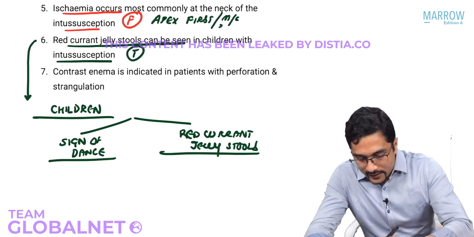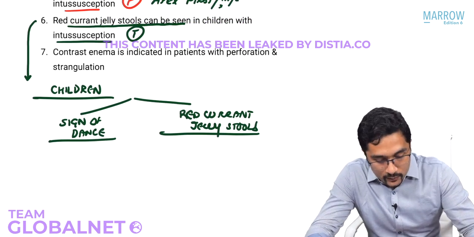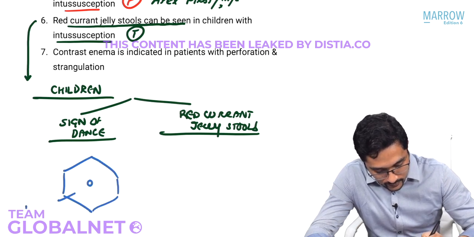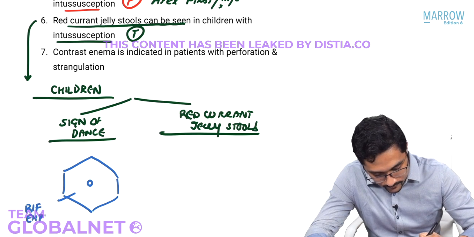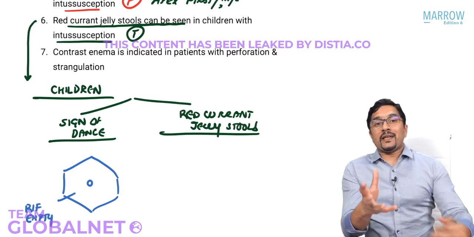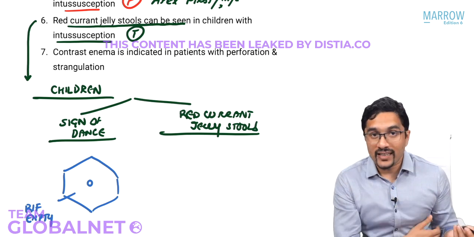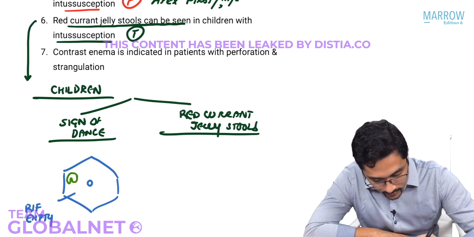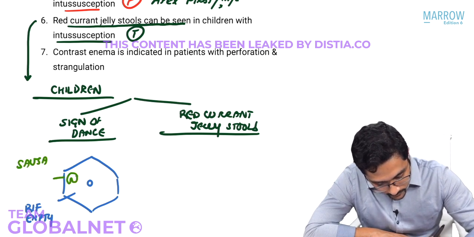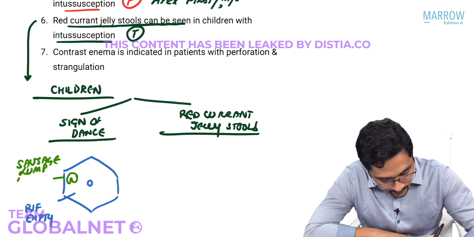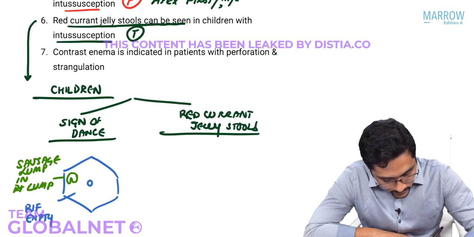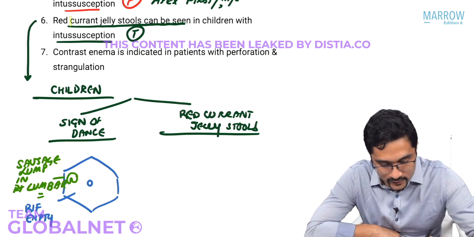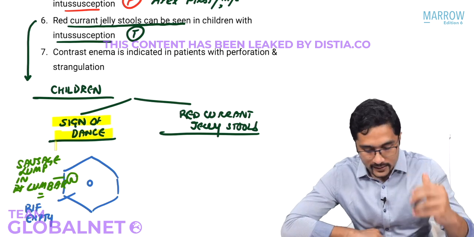So sign of dance is when you palpate the abdomen of a child with intussusception. When you palpate the abdomen of a child with intussusception, the right iliac fossa is empty. Now, if you assume it's ileocolic, ideally the lump should be in the right iliac fossa, but the right iliac fossa is empty, and you get a sausage-shaped lump in the right lumbar region. So the lump dances its way from the iliac fossa to the lumbar region. This is sign of dance. Please add this to your notes of intussusception.